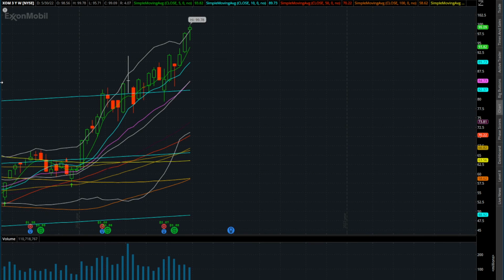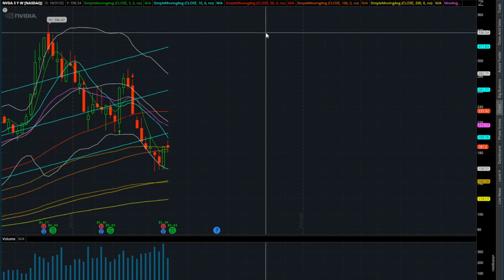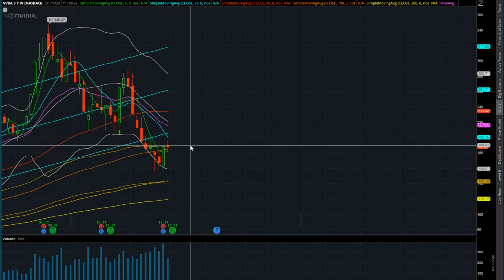A few stocks that people like to trade. We'll take a look at PayPal. We'll take a look at semis. So let's take a look at Nvda. Nvda highs of 346, also barely hanging on to its 5-day moving average on a weekly time frame.